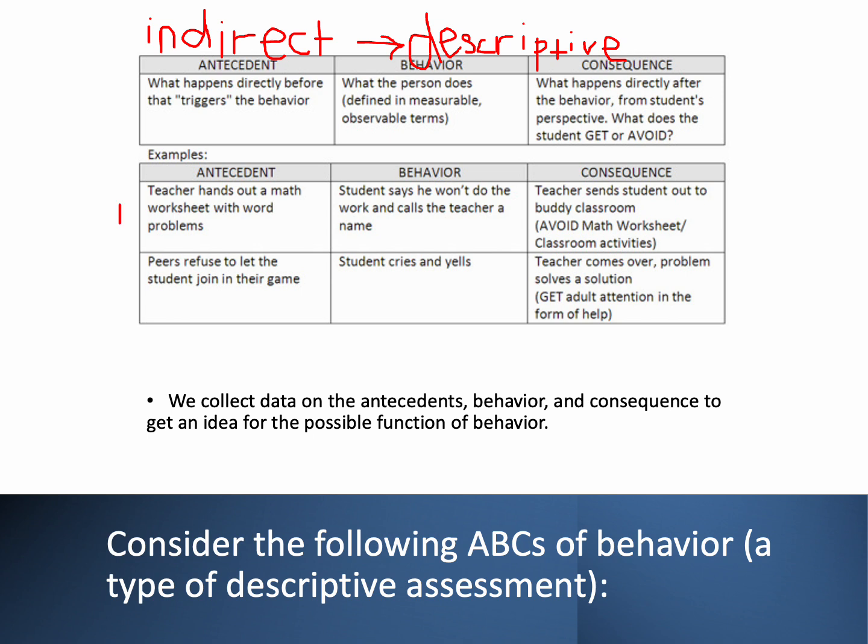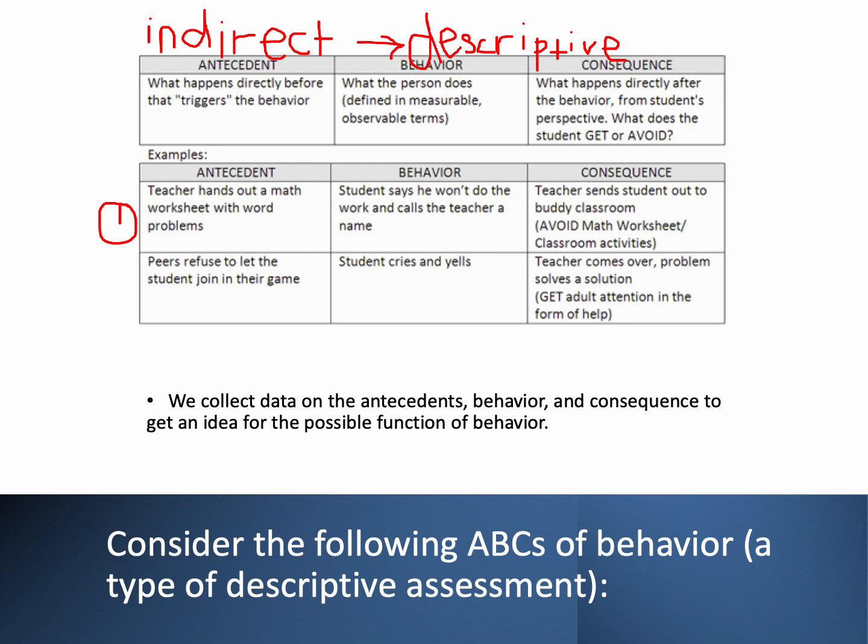So in this case, the first instance of behavior was this. The behavior was a student said that he won't do the work and calls the teacher a name. So the observer saw this behavior and they wrote down the antecedent and the consequence. The antecedent was the teacher hands out a math worksheet with word problems. The behavior was that the student said he was not going to do the work and he called the teacher a name, an inappropriate name, and then the consequence was that the teacher sent the student out of the room into a different room.